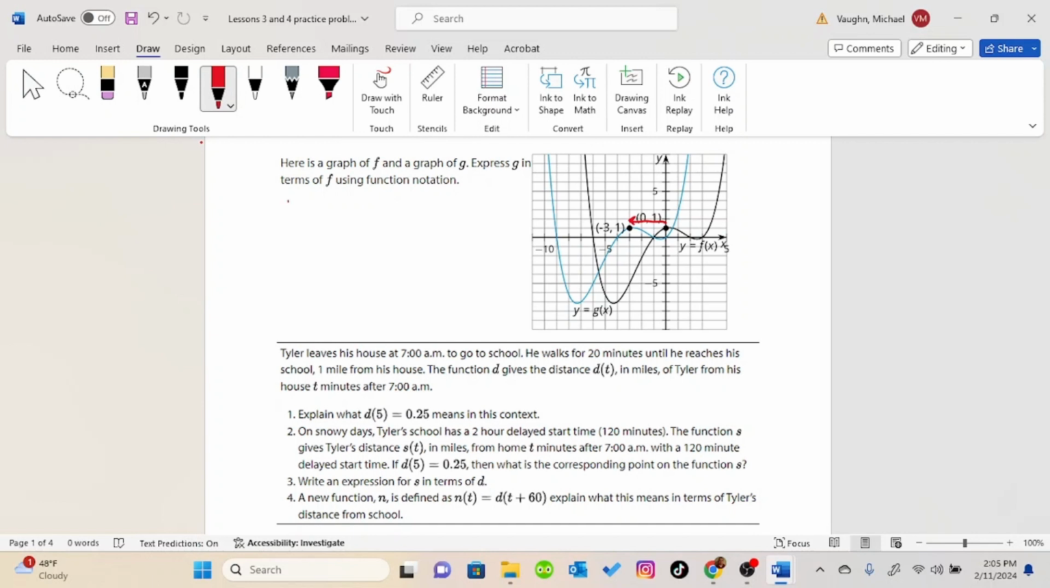So we would say that g of x equals f of x plus 3. Because if we add inside the parentheses, we are shifting left that many units.